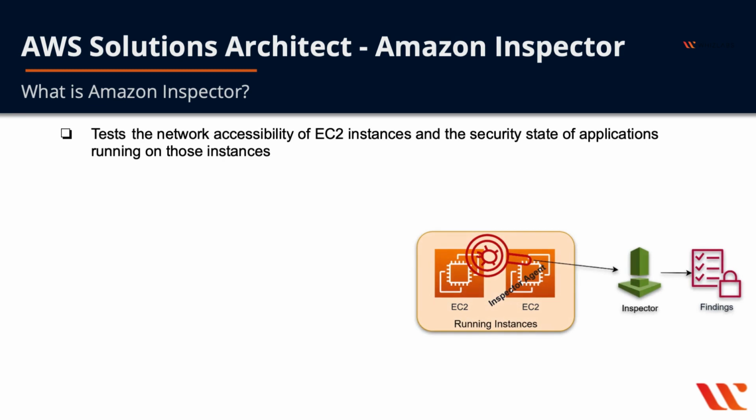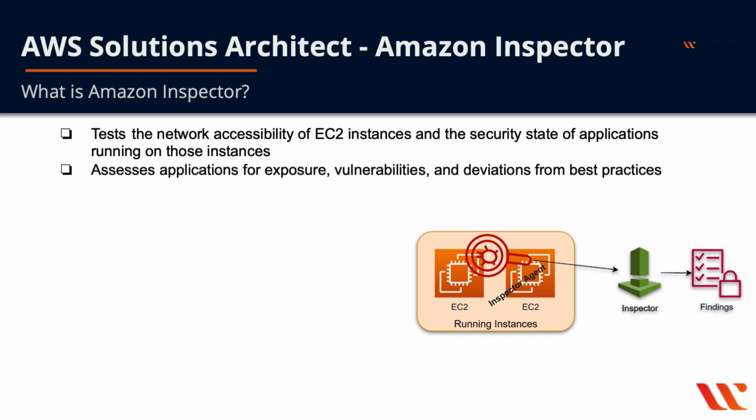Well, it's a service in AWS that tests the network accessibility of EC2 instances and the security state of the applications that run on those EC2 instances. And it assesses applications for exposure, vulnerabilities, and deviations from best practices. So you have your EC2 instances, you have the applications that run on your EC2 instances, and then you have the network that connects your EC2 instances with your other services within your environment. Inspector inspects all of that.